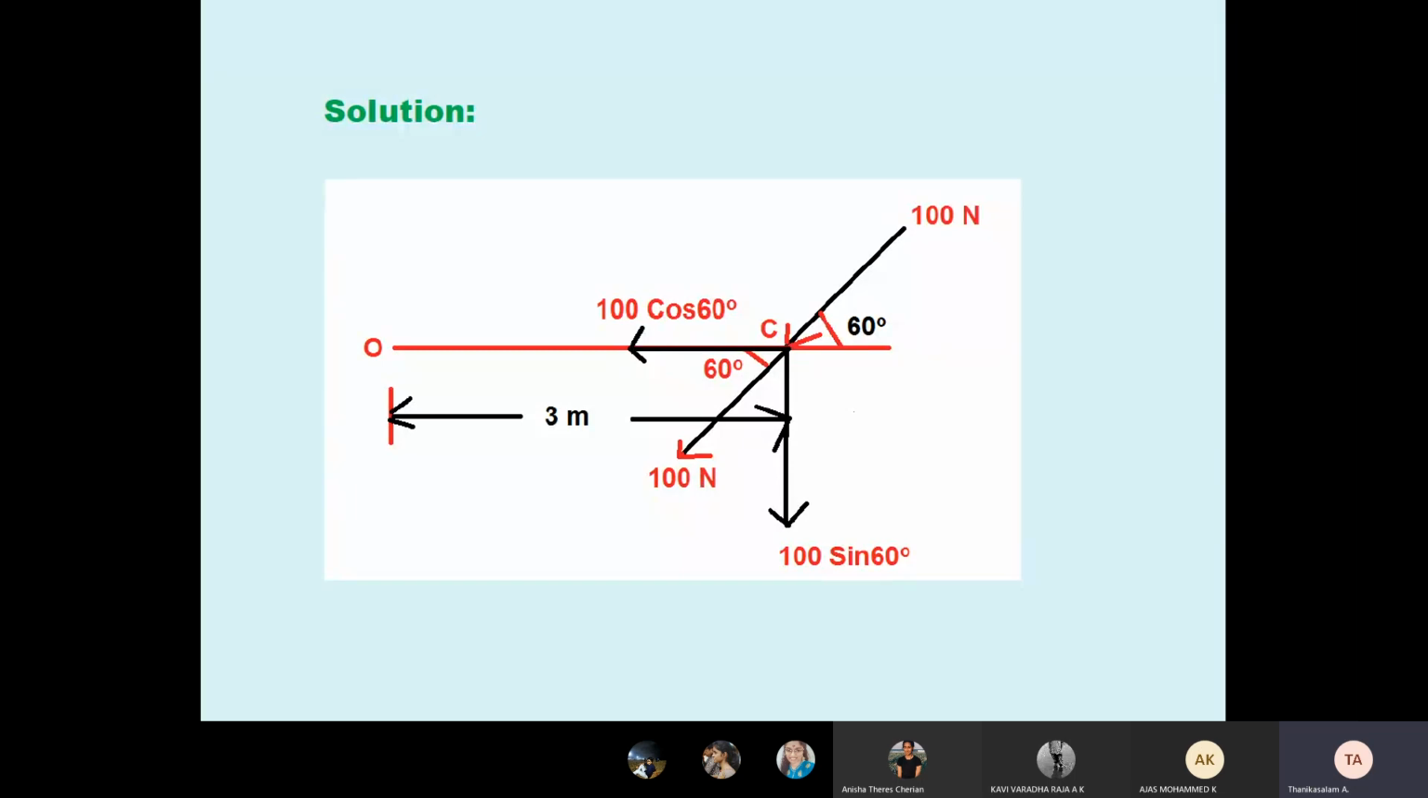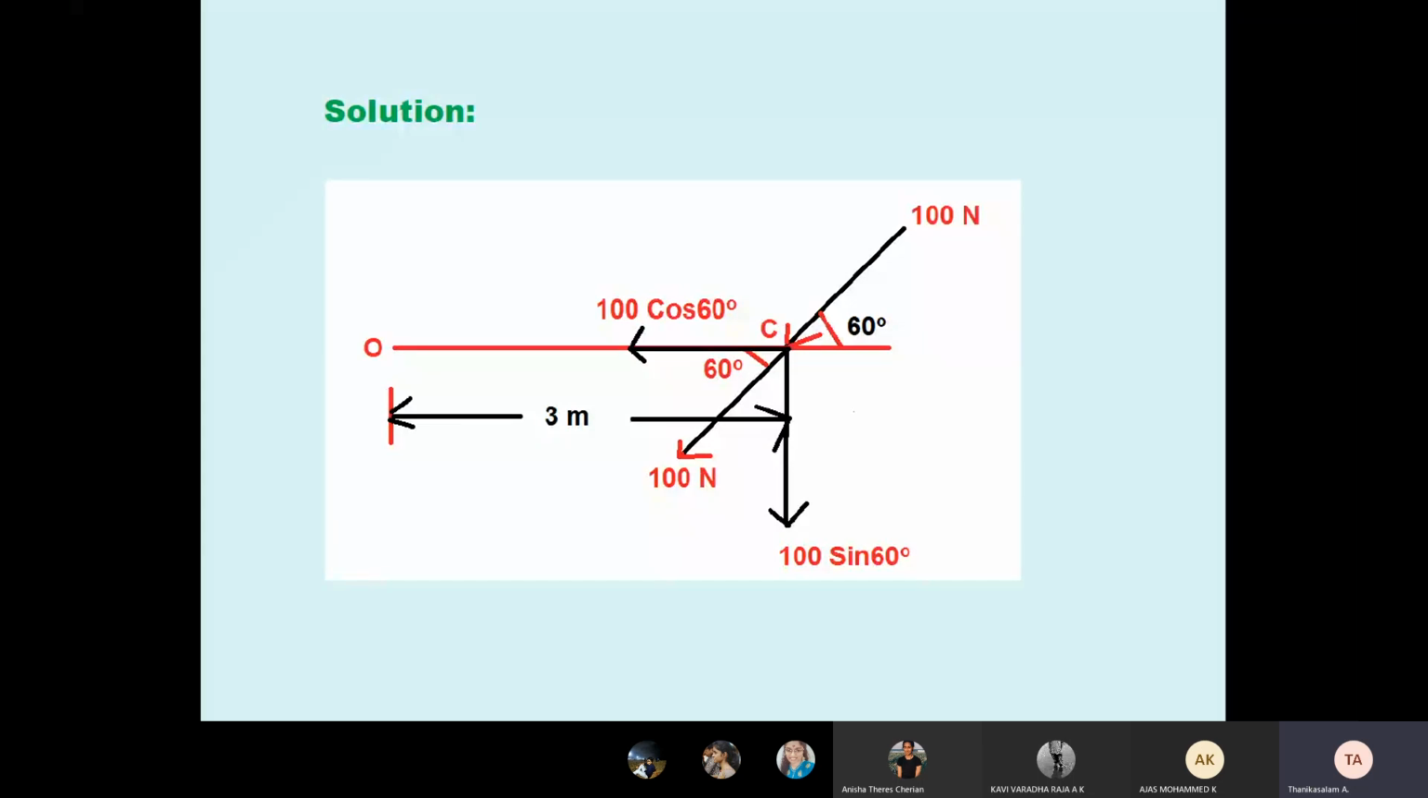Moment, see, whenever you use the formula, you just imagine one force and its perpendicular. Here, this is not perpendicular. The 100 is inclined, so you have to resolve it first. Why are we not considering 100 cos 60? It is not perpendicular, it goes only to the O point, so that has not given any moment.